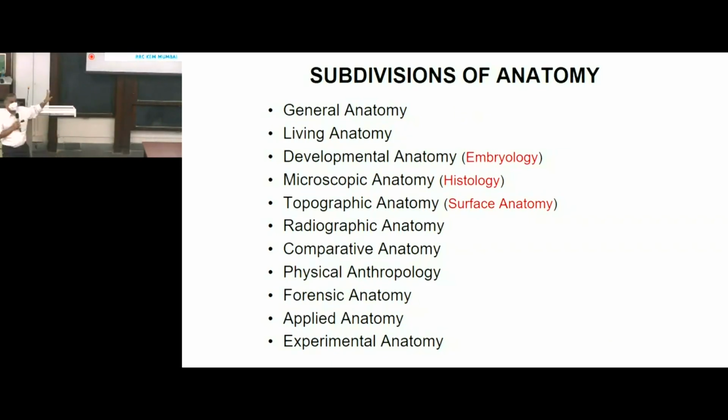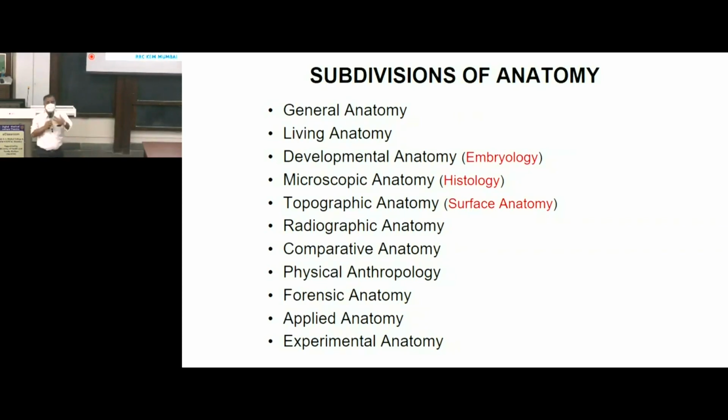Correct. So forensic anatomy is that branch. Studying medico-legal aspects using anatomical specimens, that is forensic anatomy. It's a branch of forensic science. It's more dealt, of course, with the forensic medicine and toxicology department, but the anatomy department also is involved to some extent in this. Applied anatomy. Why are we learning anatomy?